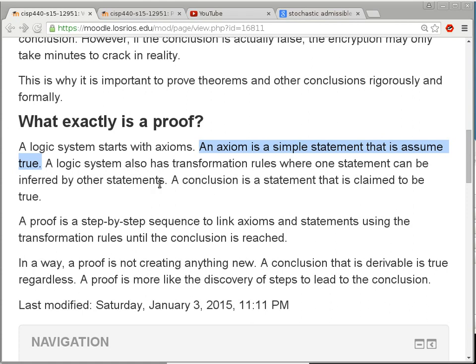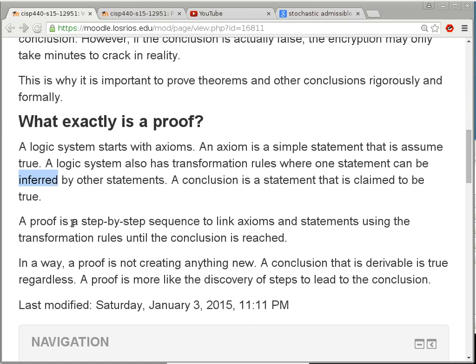But once we have the axioms, then we have a logic system that can also perform transformations where one statement can be inferred from other statements. When we say inferred, it simply means if the first set of statements are true, then the conclusion also has to be true. That's inference.